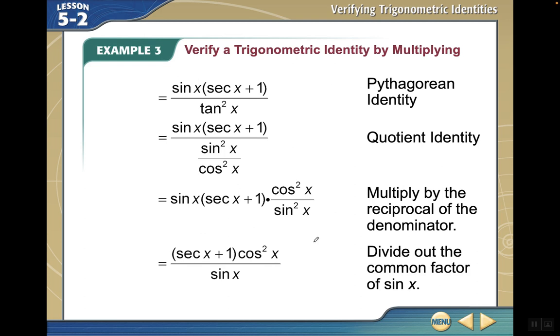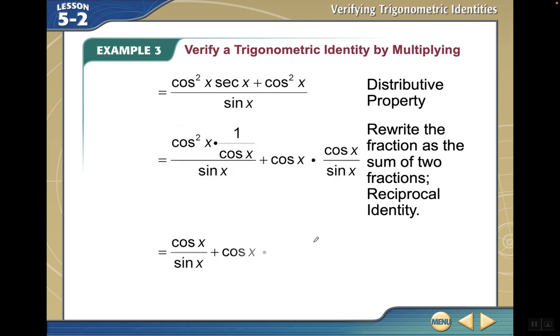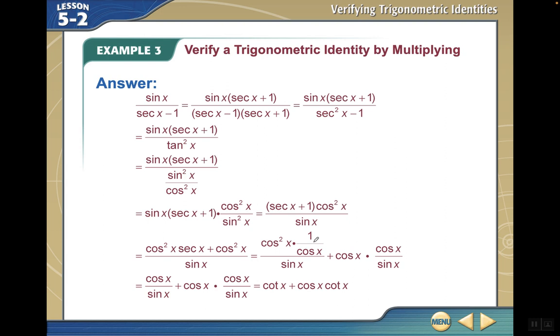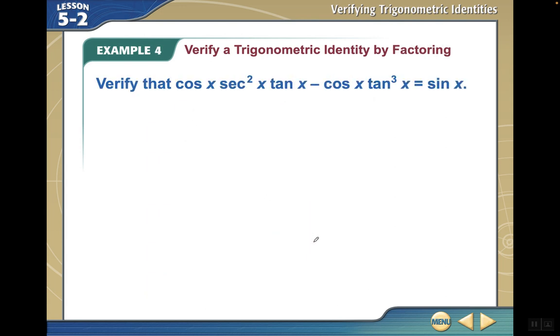Oh, they left it in secant form. I'm not good with that. I like working with sines and cosines better. Theirs was very long too. Okay, this one I think we'll start by factoring, especially since it says up here, factoring.